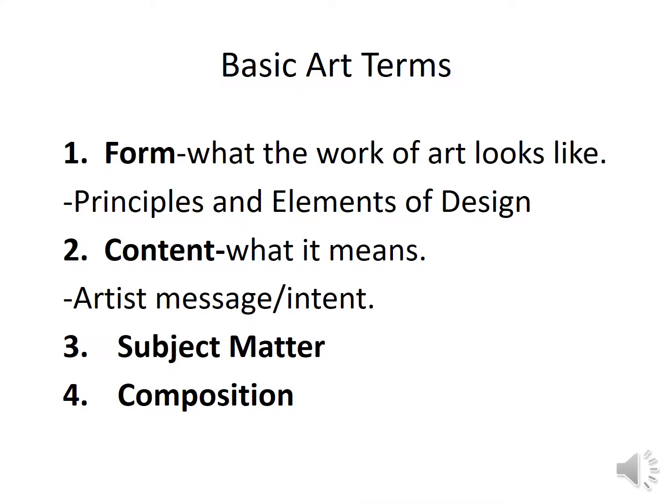Form, content, subject matter, and composition are basic art terms we use when we describe or analyze a work of art. Form is what does the artwork look like? What is the medium, the material and technique the artist has used? What is the overall shape or structure of the work? Is it a two-dimensional painting or drawing or a three-dimensional sculpture? And how has the artist used the principles and elements of design, which are listed on the next slide?